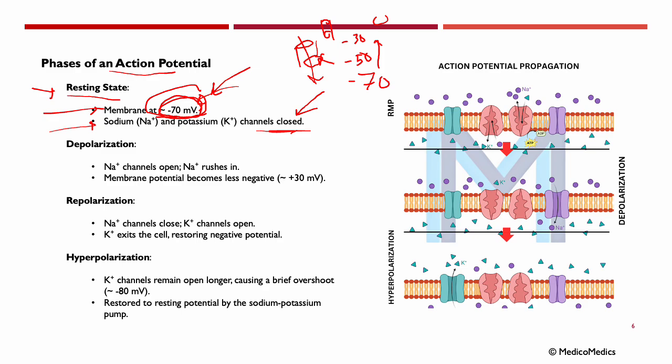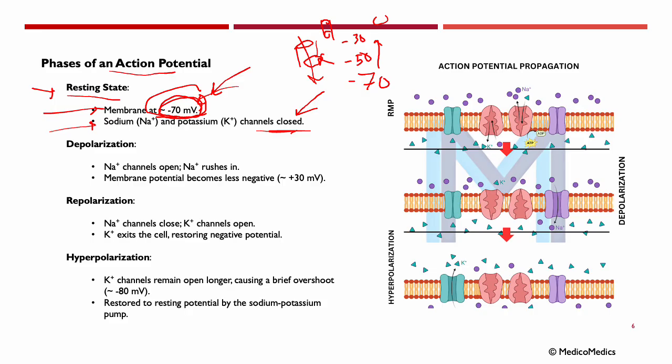We also have selective permeability at rest. So the membrane is more permeable to potassium due to these leaky potassium channels that we talked about. And that allows for potassium to sort of diffuse out. However, it's not very permeable to sodium, so sodium cannot easily enter the cell the same way. And it is precisely this imbalance that creates a stable negative resting potential at around minus 70.